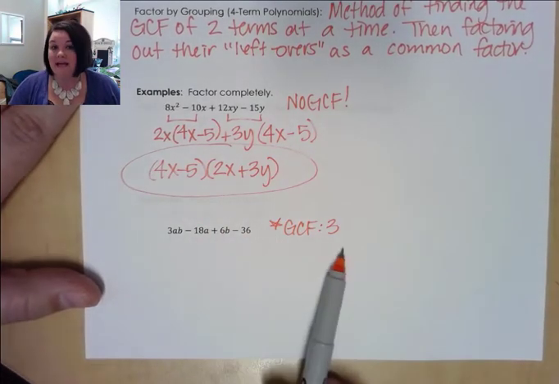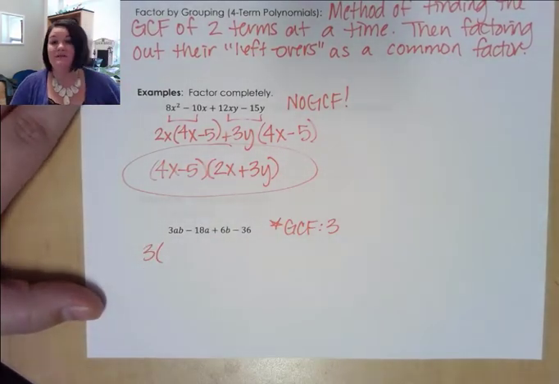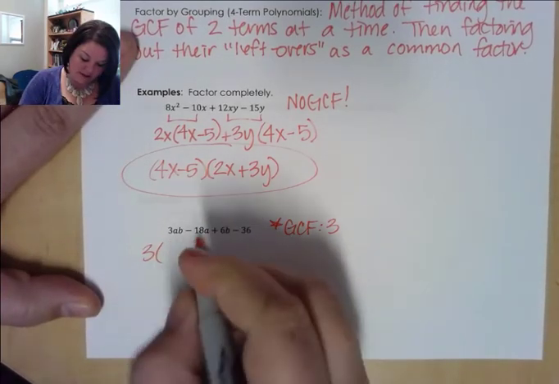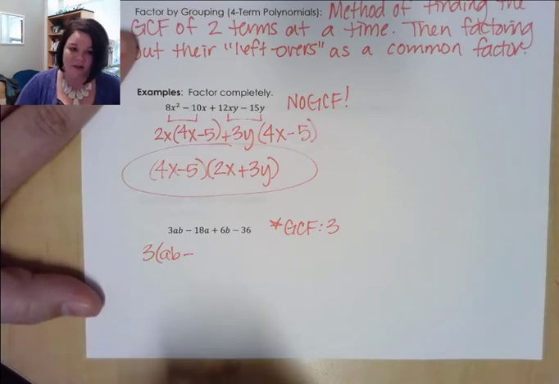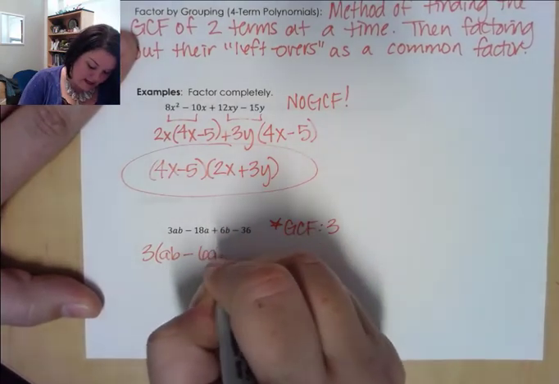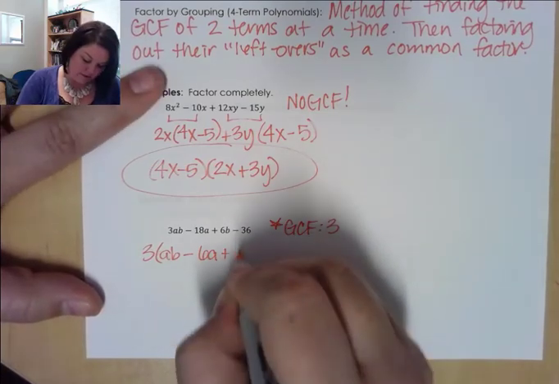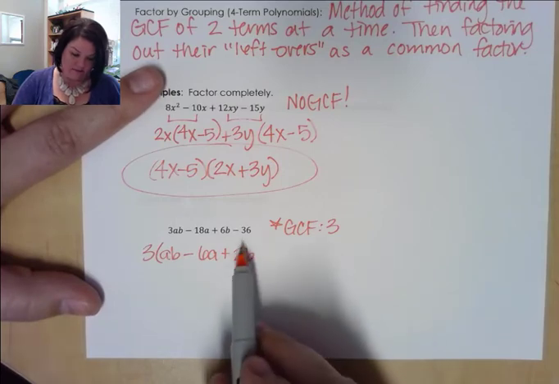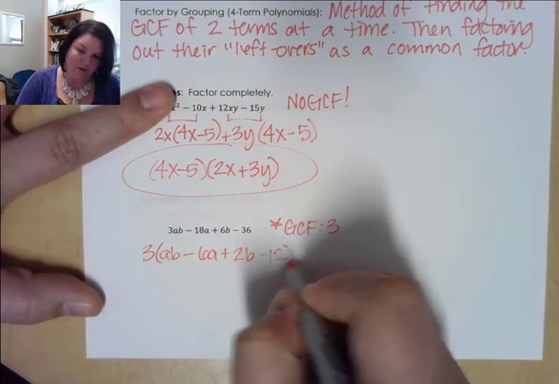So I'm going to go ahead and take that greatest common factor of 3 out. And when I take it out, remember I divide it out and write in parentheses what's left over. So here what I'm going to be left with is AB minus, when I divide 18A by 3, I'm going to get negative 6A plus 6B divided by 3 is 2B, right? And then when I divide 36 by 3, I'm going to be left with a negative 12.